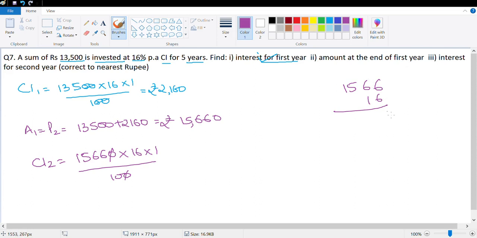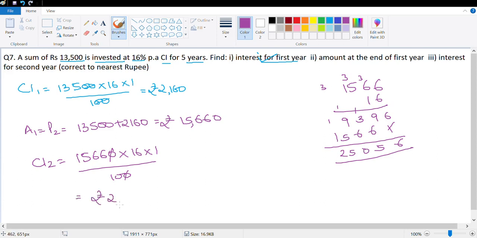So this is 6 into 6, 36. 36 plus 3, 39. 30 plus 3, 33. 6 plus 3, 9. And this is 6651. That's 6. 9 plus 6, 15. 9 plus 1, 10. That's 10 plus 5, 15. And that's 25056 divided by 10, which means 2505.60. Money always written with 2 decimal places.